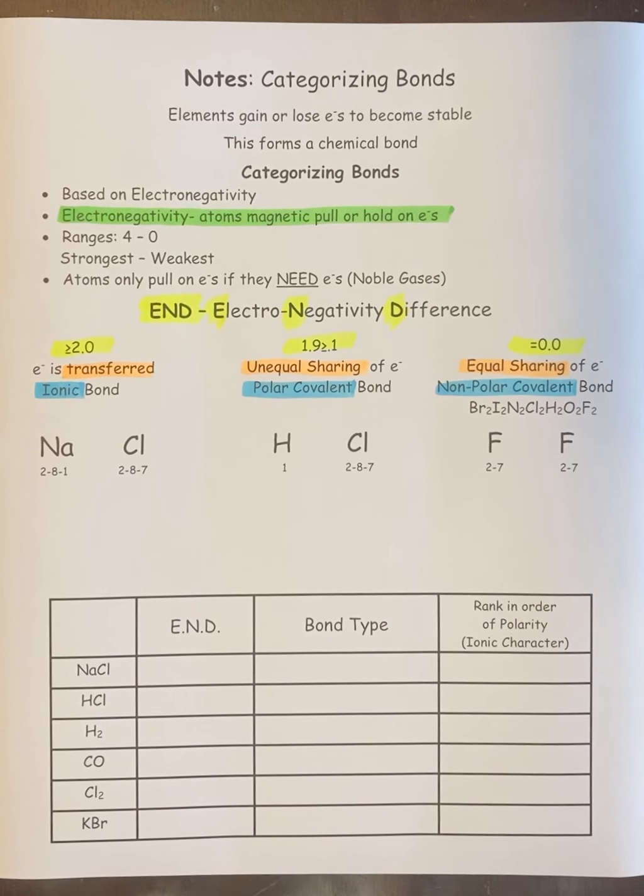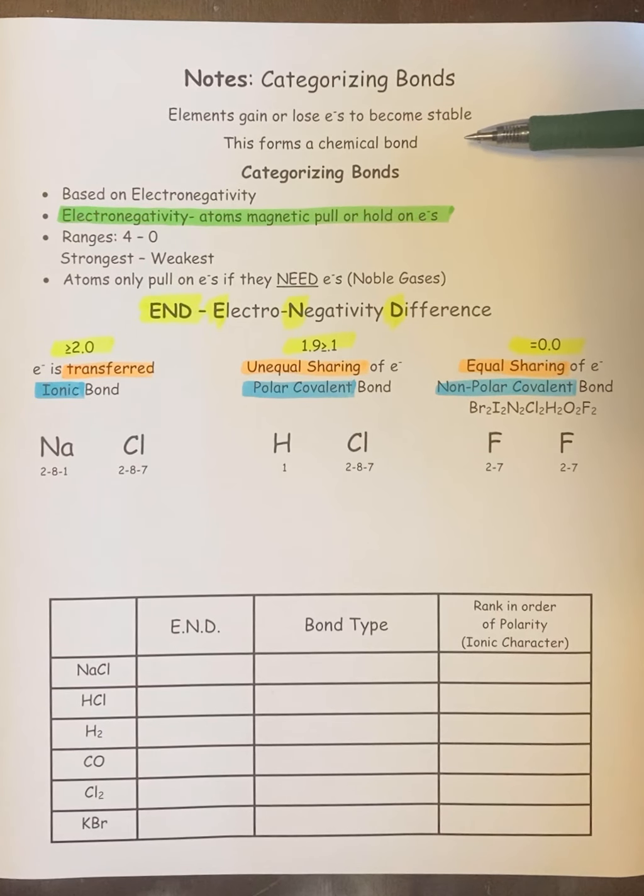Today we're going to be categorizing chemical bonds based off of their electronegativity difference. I'm going to be abbreviating electronegativity difference as E.N.D, but let's go back a little bit before we get there. Elements gain and lose electrons to become stable. We learned that when we talked about the octet rule. This is actually what forms a chemical bond.